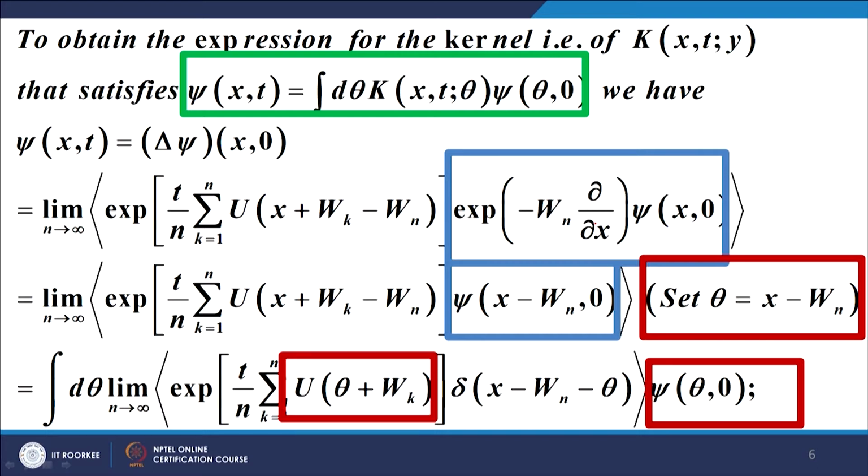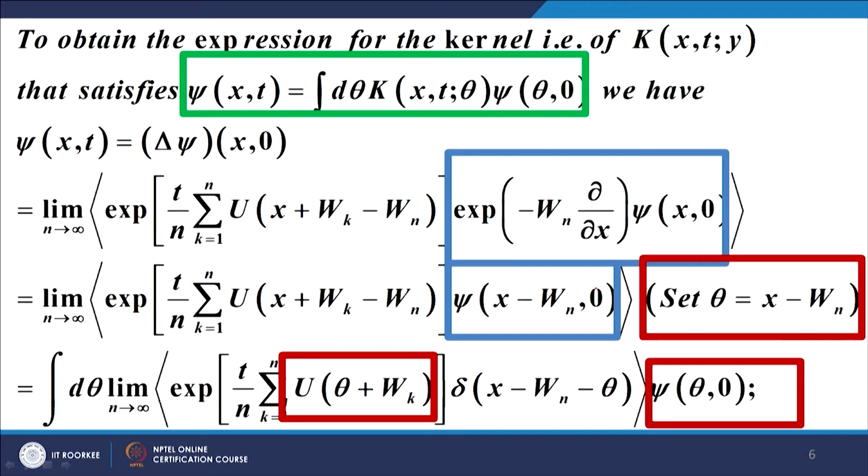So, this expression gives me the expression in this blue box due to the translation generation property of the exponential of the derivative. Now, what I do is I set theta equal to x minus Wn. To simplify further, recall I have to bring this in the form psi(θ, 0). So, I substitute theta equal to x minus Wn.